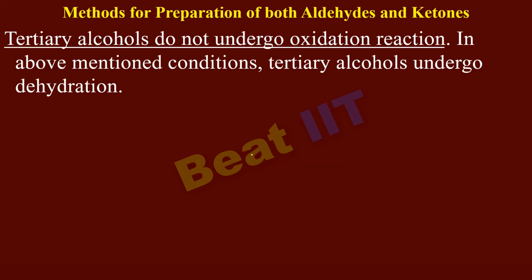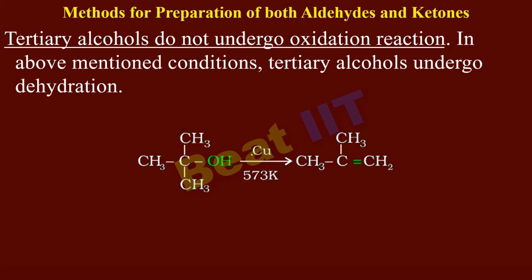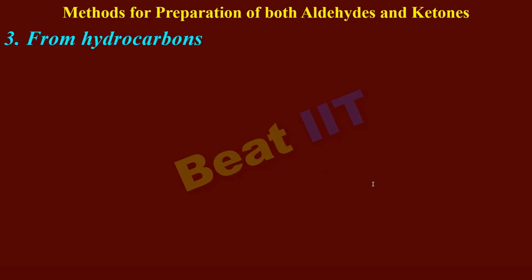Tertiary alcohols do not undergo oxidation reaction. So if we talk about tertiary alcohol, it will give you alkene. It is 3 degree carbon, so that's why it is tertiary alcohol. And if we use the same conditions, copper at 573 Kelvin, we get alkene.